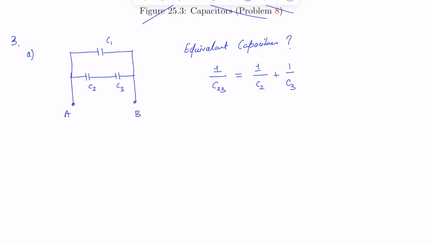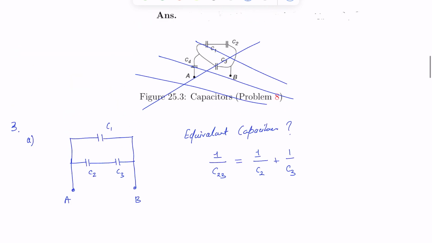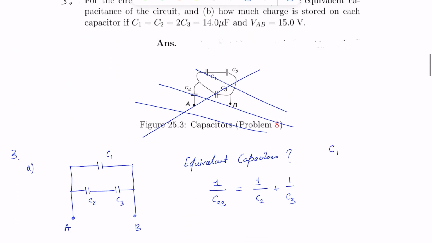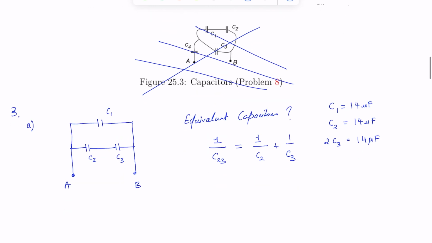C1 equals 14 microfarads, C2 equals 14 microfarads, and twice C3 equals 14 microfarads. This implies that C3 is actually 7 microfarads. This is given in the problem.